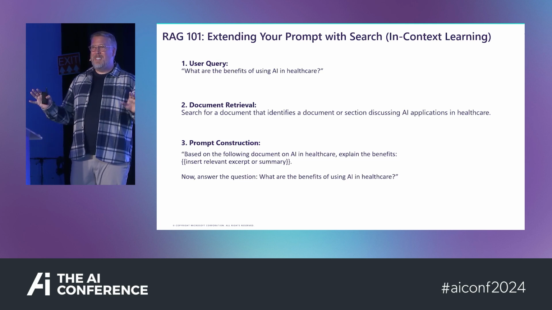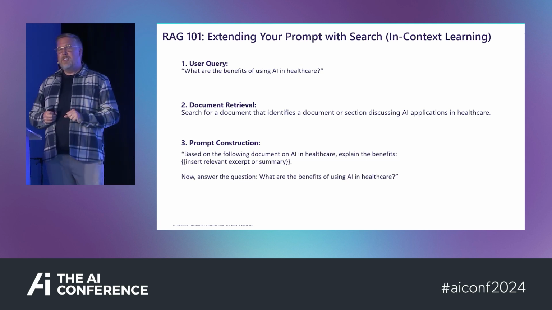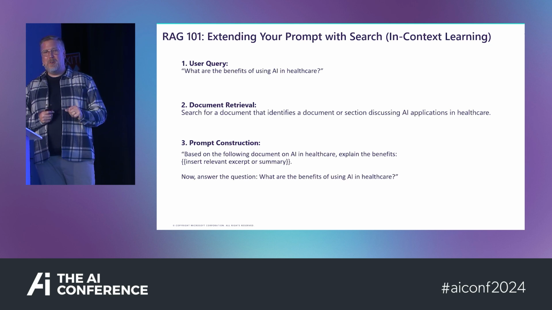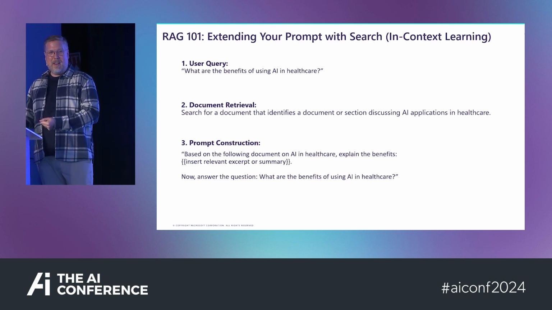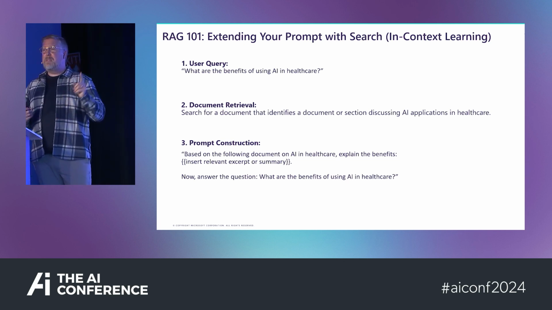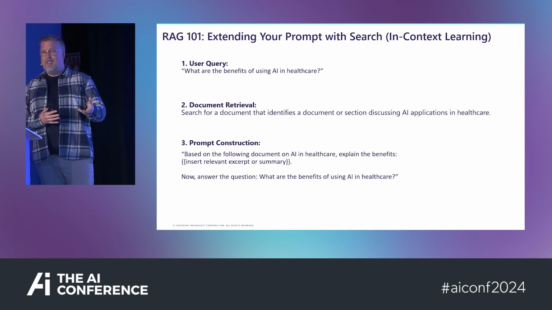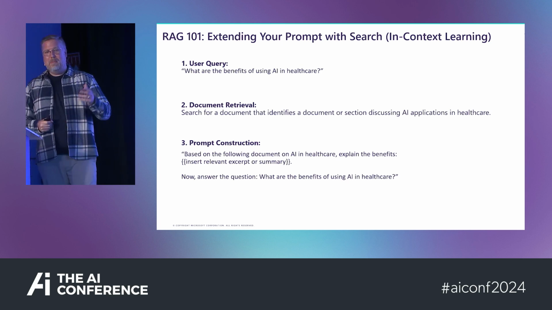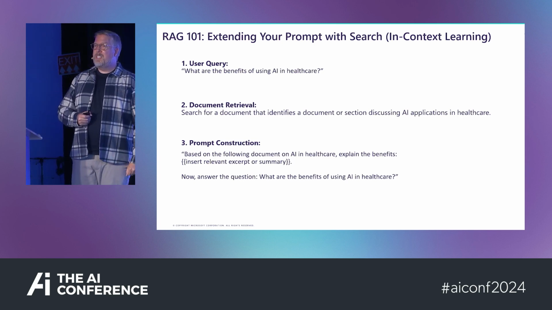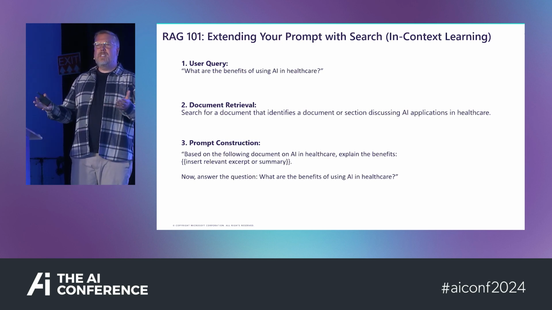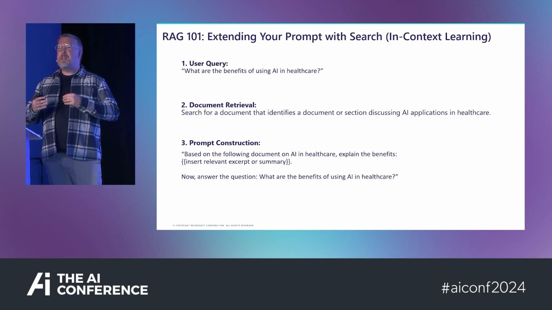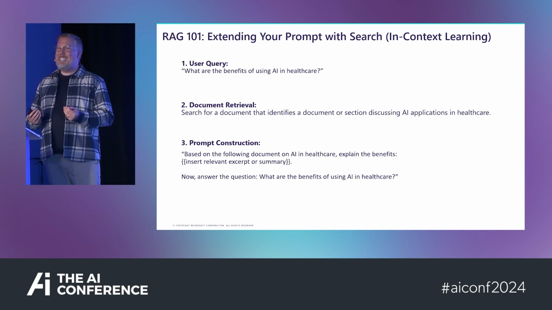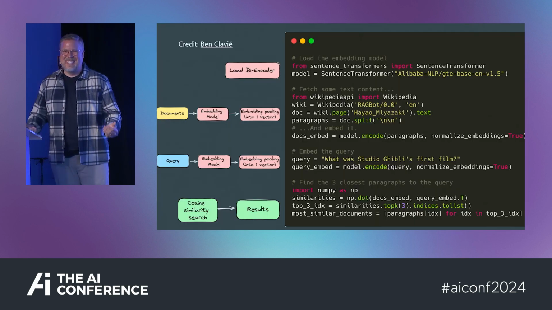So real simple. The easiest way to think about it is in the context of your prompt. So what are the benefits of using AI in healthcare? Then look through all of your company's healthcare documents, see what they want to say about it, and say, based off of the following document on AI in healthcare, insert the actual document into your prompt, and now answer the question: what are the benefits of using AI in healthcare? This really simple example is called in-context learning. And honestly, if somebody would have explained that to me from the beginning, it would have made it a lot easier to understand how this technology works.